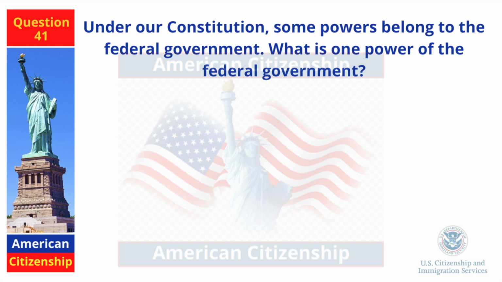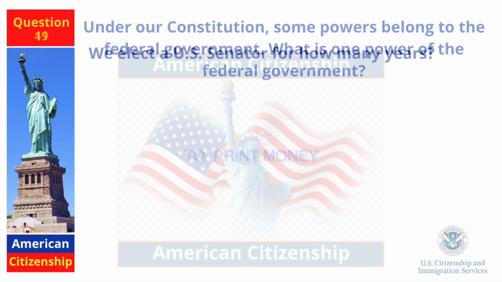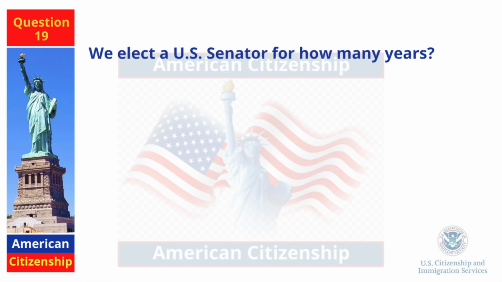Under our Constitution, some powers belong to the federal government. What is one power of the federal government? To print money. We elect a US senator for how many years? 6.